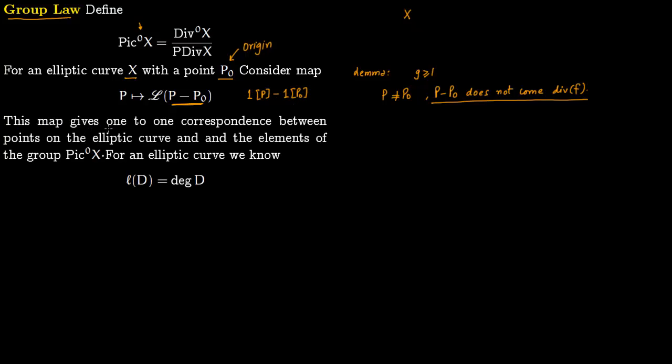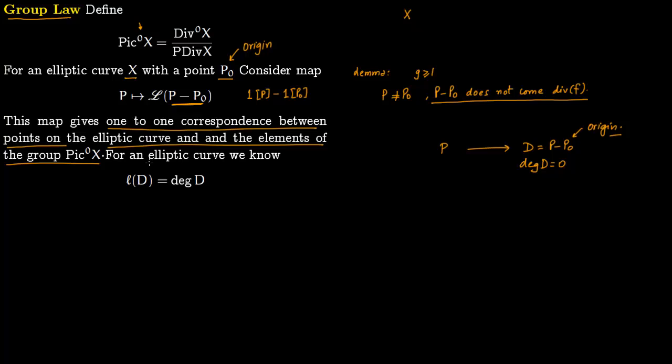So this map gives a 1-to-1 correspondence between points on the elliptic curve and the elements of the Pic group. You just take a point on the curve, and to it you attach this divisor which is equal to P minus P0. Obviously the degree of D is 0. So this is a 1-to-1 correspondence, and this P0 we are calling the origin.